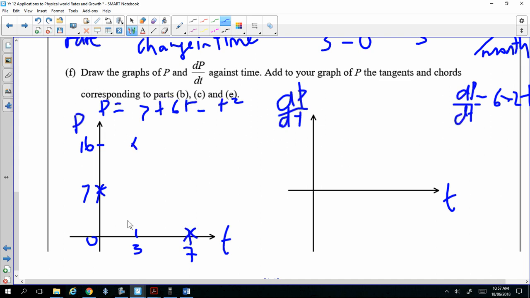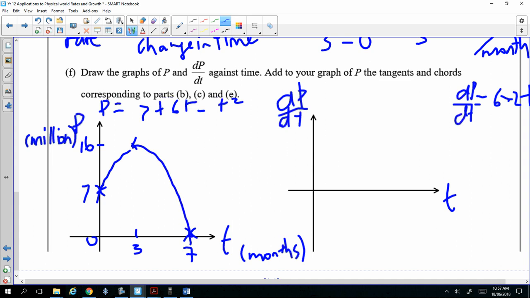So that's in millions. So when you draw the graph, specify that's in millions. And the other one is in months. Okay, like that. So we know it's a parabola, so it goes up, goes down, like that. And the graph stops there because there are no more cockroaches. There can't be a negative number of cockroaches. Therefore, I deliberately did not include the negative part of the y-axis because you can't have a negative number.